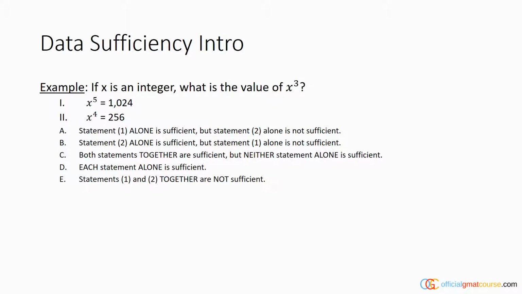So each data sufficiency question involves a prompt and two statements. These two statements are hints that the author is giving us to help us solve the question up here. So this is the main question that we're answering, and these are the hints associated with that question. Now, if we read this question, it says, if x is an integer, what is the value of x cubed? So I'm really asking x cubed equals question mark.